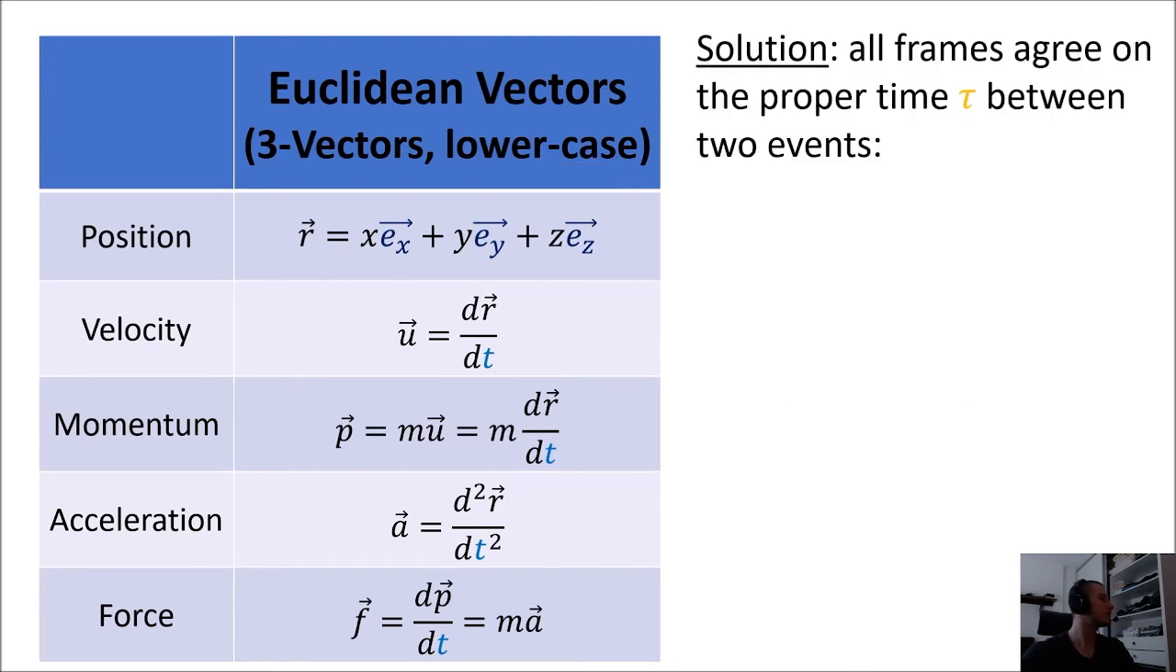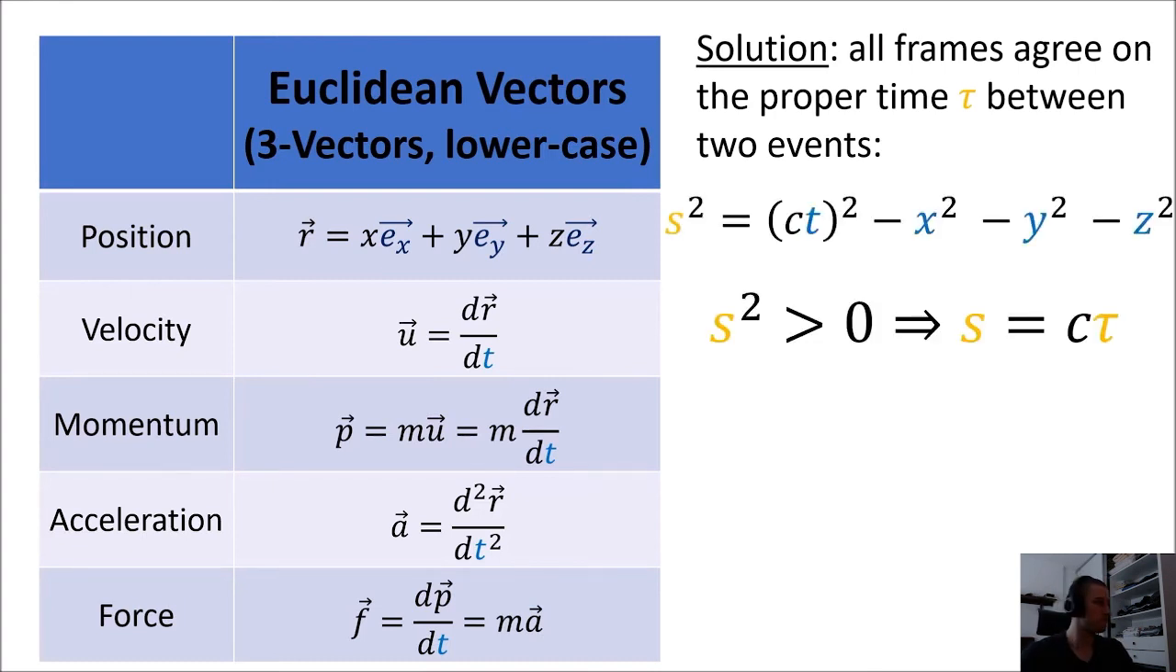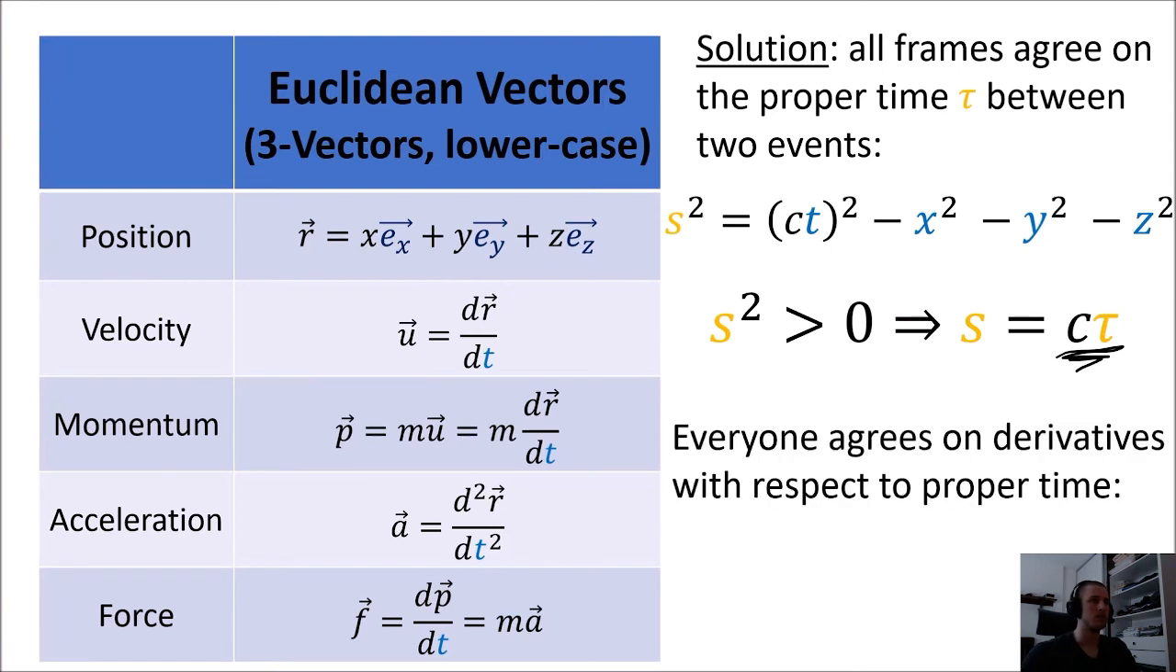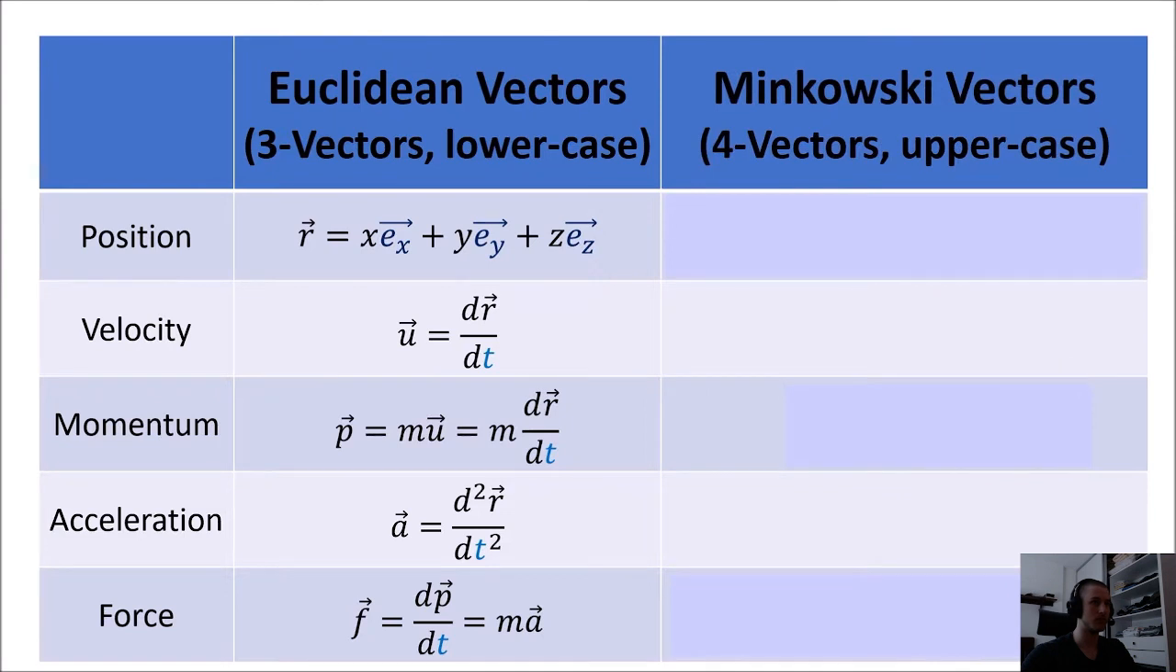Recall in the last video that we defined the spacetime interval s squared between two events. When s squared was positive, we said s is equal to the speed of light c times the proper time tau, which is the time between two events when they happen at the same position. So tau is agreed on in all inertial reference frames. Since all frames agree on the proper time tau between two events, they will also agree on derivatives with respect to tau. We can now define Minkowski vectors, or 4 vectors, which are denoted with big capital letters, using derivatives with respect to proper time tau.